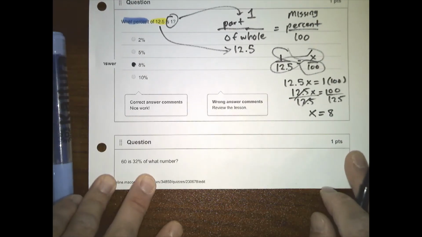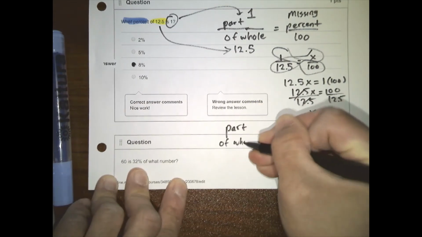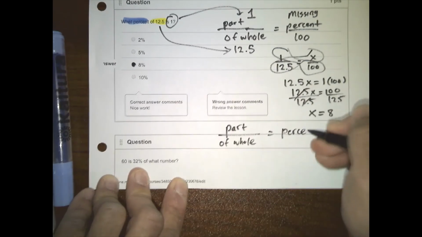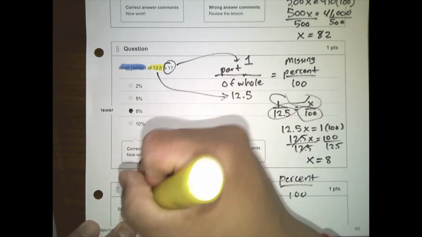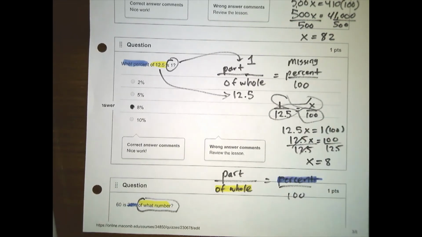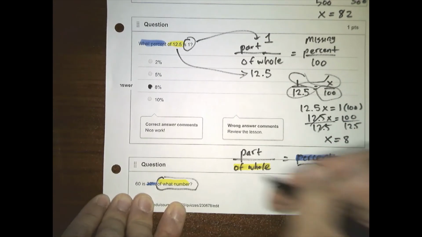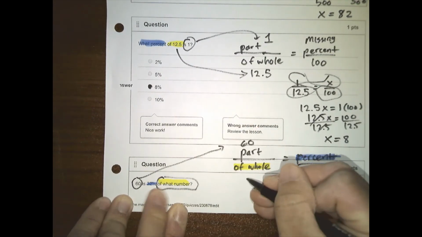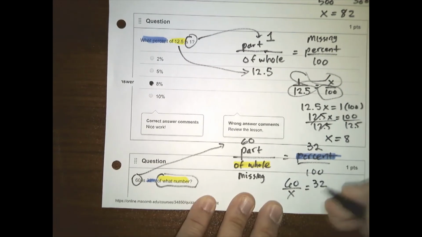60 is 32% of what number? So we have part of a whole is equal to some percent out of 100. So we have of what number? So that means that the whole is missing here. And we have the percent is 32%. So the part would be 60. So 60 out of some whole that's missing is 32% out of 100. So 60 over x is 32 over 100.